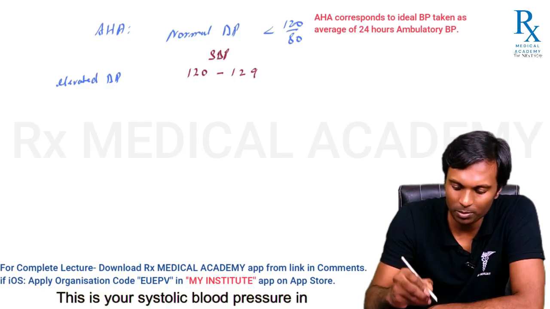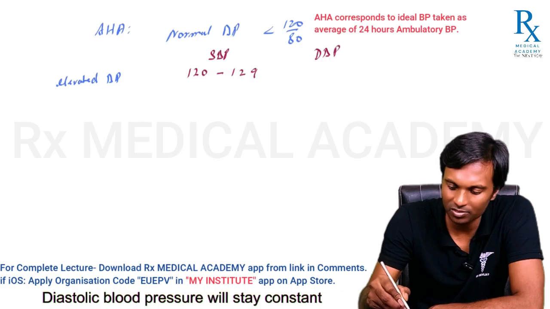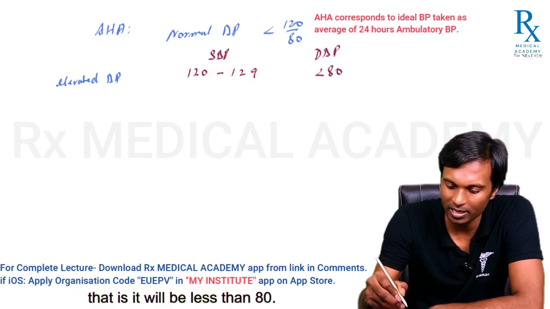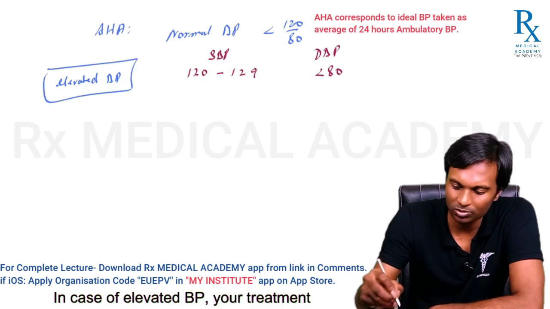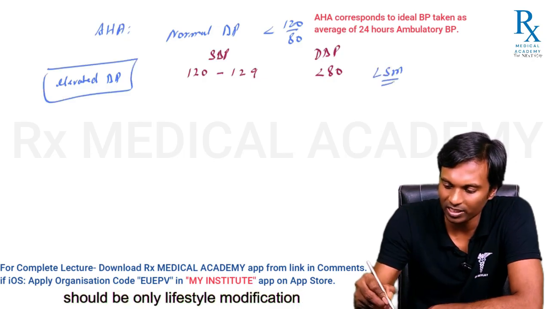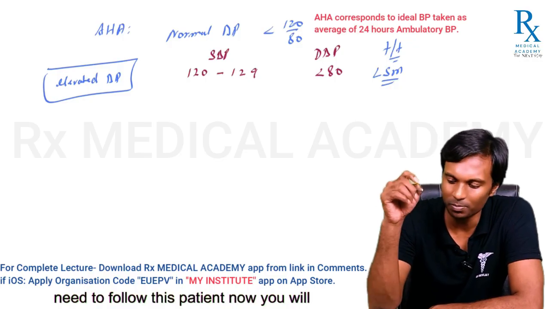This is your systolic blood pressure in case of elevated BP. Diastolic blood pressure will stay constant, that is, it will be less than 80. In case of elevated BP, your treatment should be only lifestyle modification, no drug therapy should be given. But you need to follow this patient.